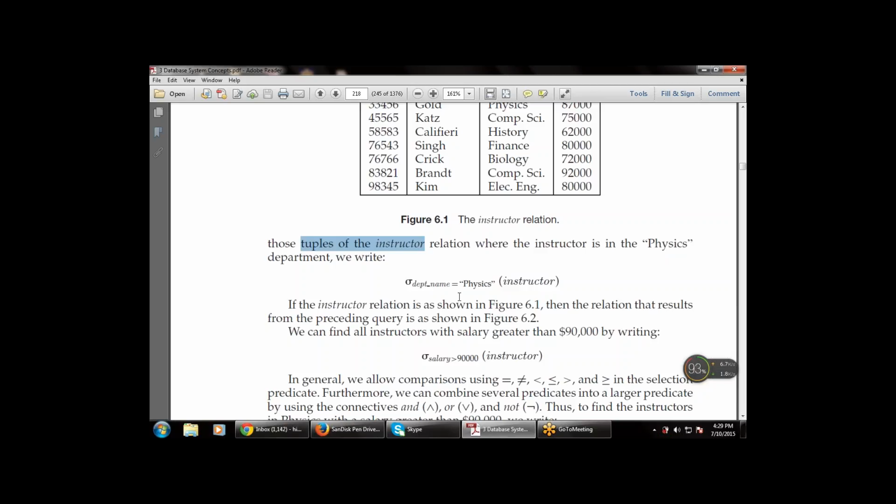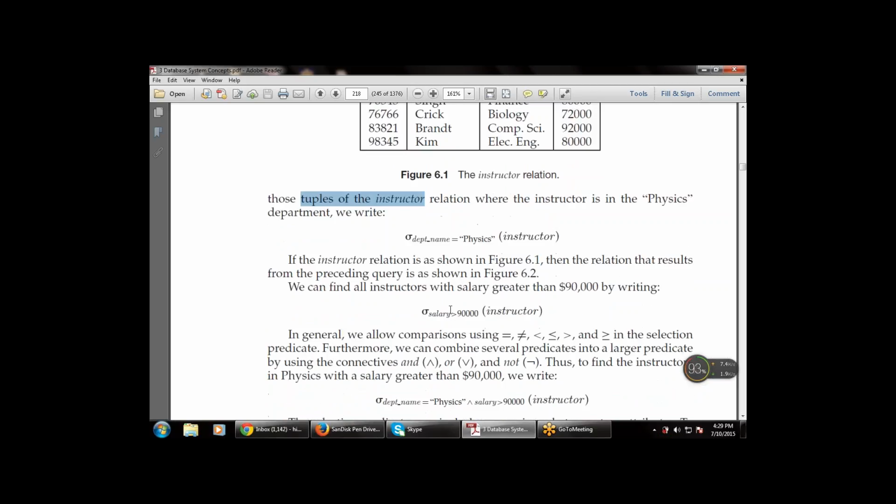So whenever I want to find anything, the relation or the table is given in the parentheses, and the condition is given by the select operation. Right.